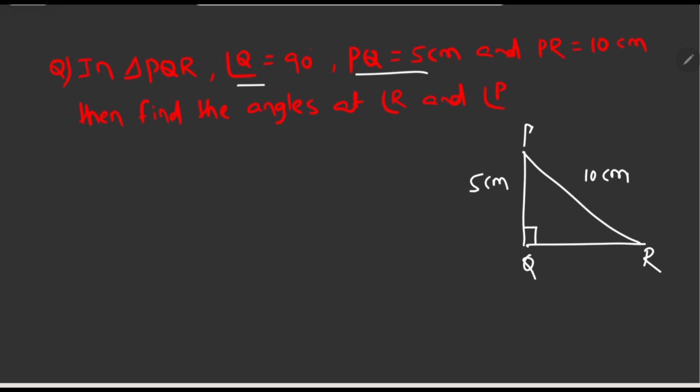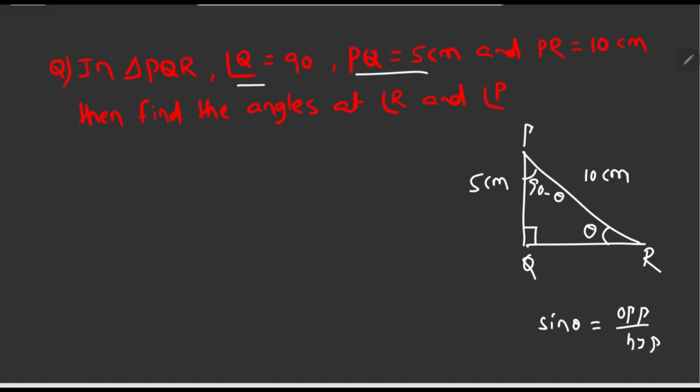Now we have to find angle R. We don't know it, so I'm taking angle R as theta. When it is theta, the other angle will become 90 minus theta, because angle P plus angle R will be 90. Now here, to theta we have the opposite side, and similarly we have the hypotenuse. So the sin theta formula is opposite by hypotenuse.